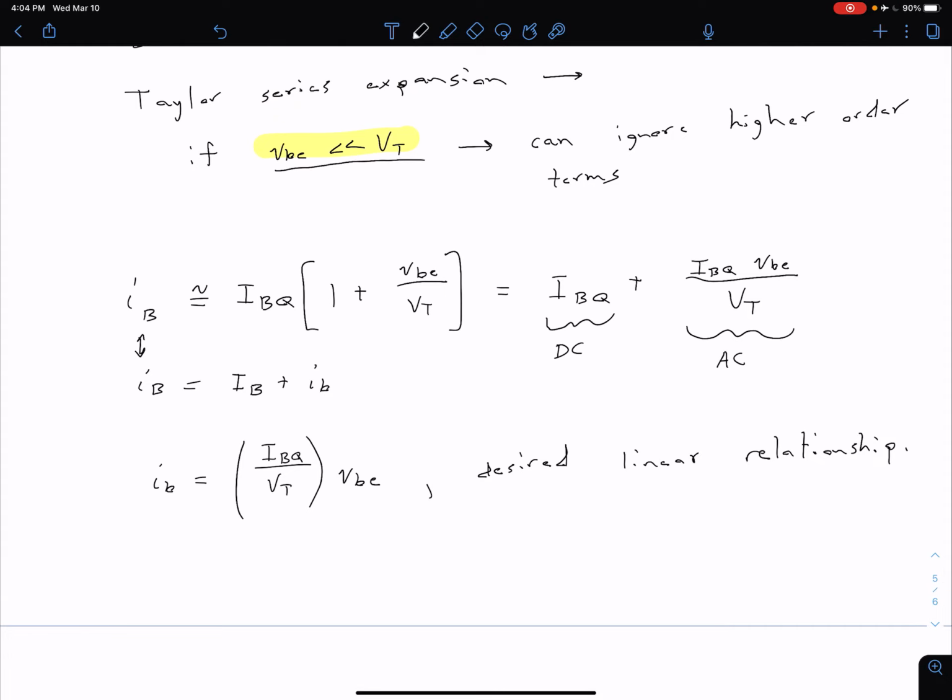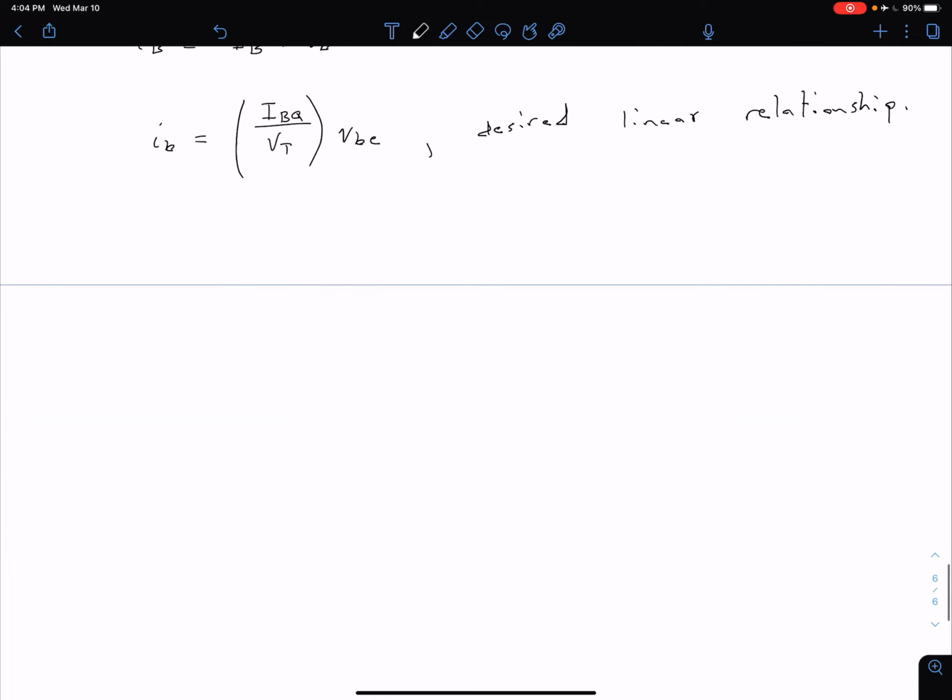So the second thing I want to do is revise this a little bit. I was very vague and I said we can ignore these higher order terms if our vbe is much less than VT. Well, let's take a closer look at that and see if we can get a better idea of what vbe values we're talking about. So recall that at room temperature, our thermal voltage is about 26 millivolts. So because of that, our general rule is that that small signal vbe should be less than 10 millivolts.